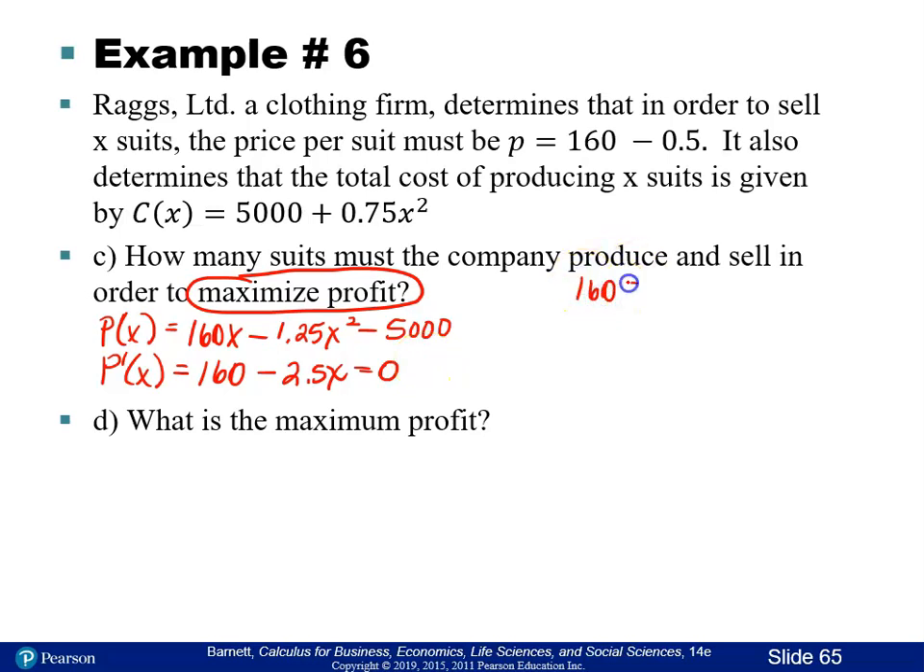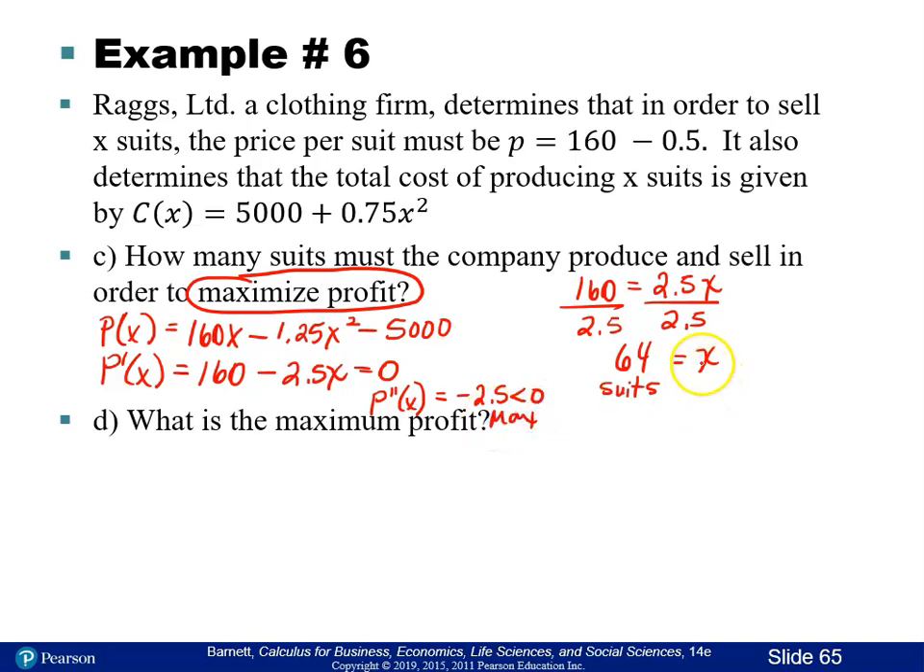So 160, I'll move the 2.5 to the right, divide by the 2.5. So x is going to be, it's like 64 suits. I do need to check and make sure that it is in fact a maximum, and so my second derivative is negative 2.5, it's less than 0, so it is a maximum. Okay, so we would produce 64 suits in order to maximize the profit.